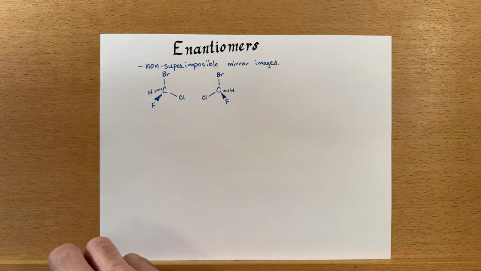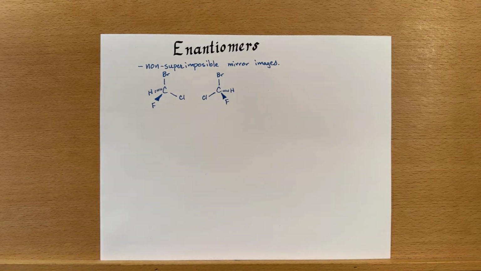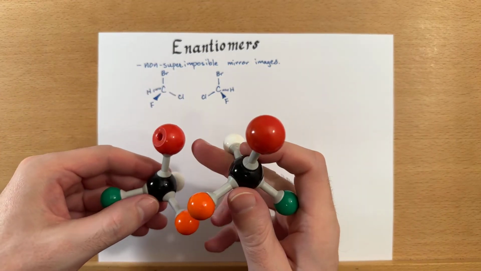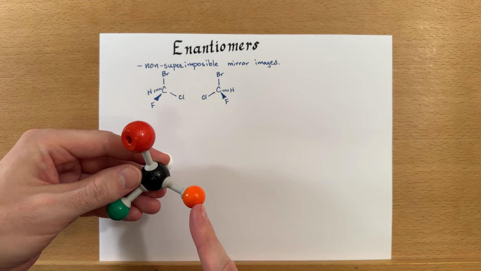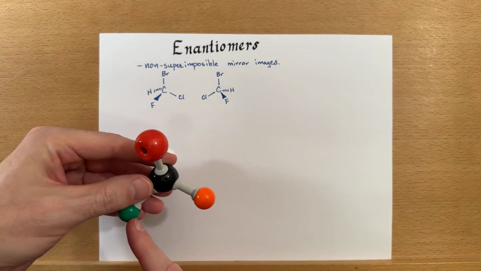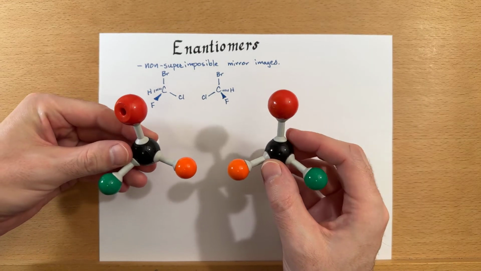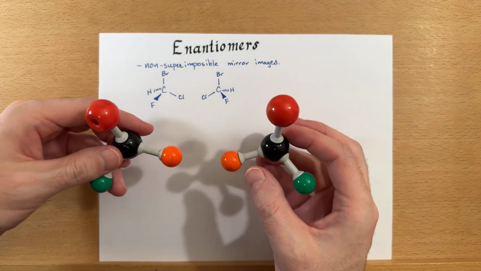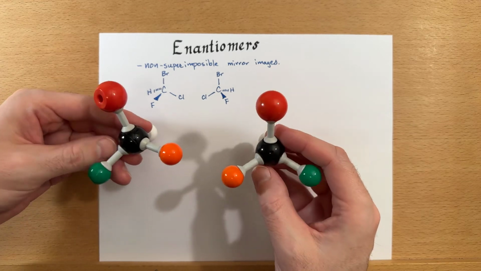Now, this is a little bit difficult to see just by looking at paper. So I've made some models of these. So if we choose this red one to be the bromine and this orange one to be the chlorine and this green one to be the fluorine, and then behind we have the hydrogen, I have constructed two mirror images. So chlorine's there, fluorine, bromine, and behind's the hydrogen.